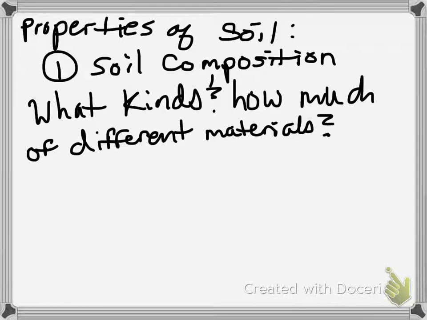What kinds and how much, and that affects what kinds of plants are going to grow there, because different kinds of plants like different amounts of the different materials. Some plants want more organic material, some plants want less. They're all going to have a little bit, but different places have different amounts. That's soil composition. The second property of soil is soil texture.